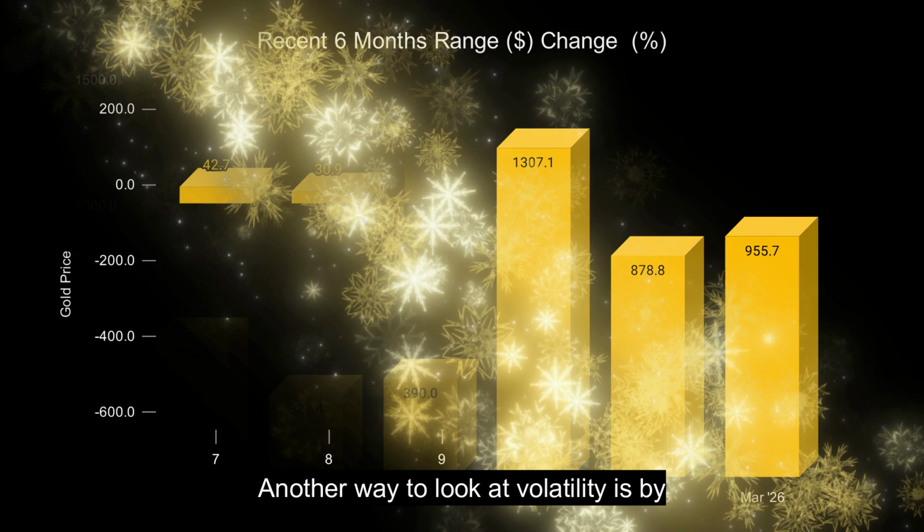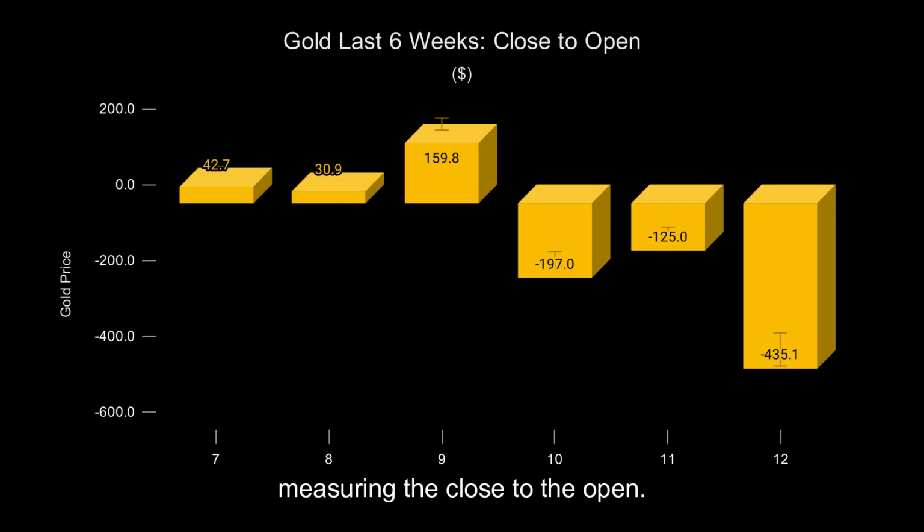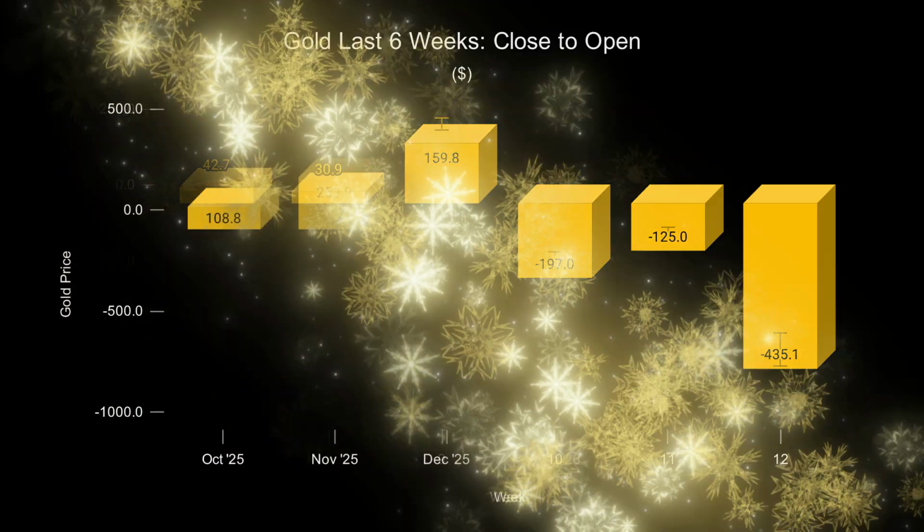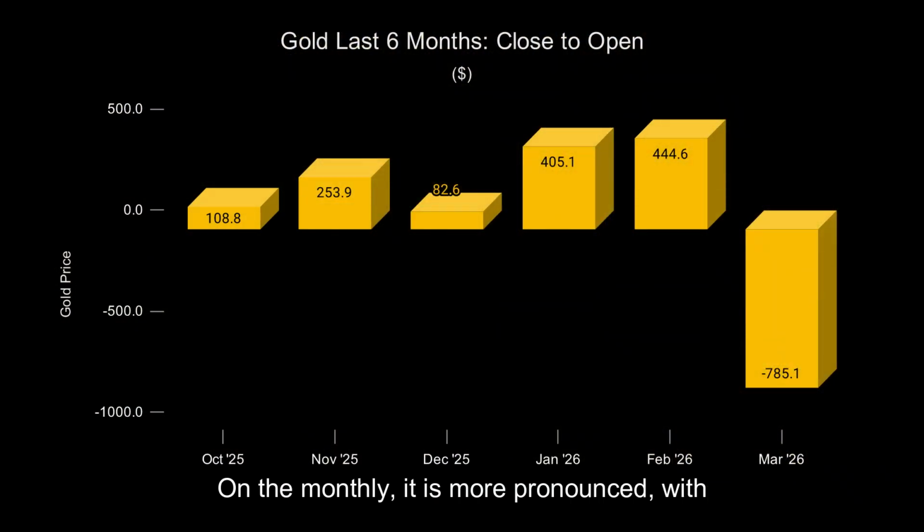Another way to look at volatility is by measuring the close to the open. For the last 3 weeks, gold has been closing below its open. Week 10, the close was minus $197, then week 11, minus $125, and week 12, the decline jumped to minus $435. We are now closing lower than the open. On the monthly, it is more pronounced, with a close below open of minus $785. The month has still to end. Volatility is creeping up on gold as it defines its next move.